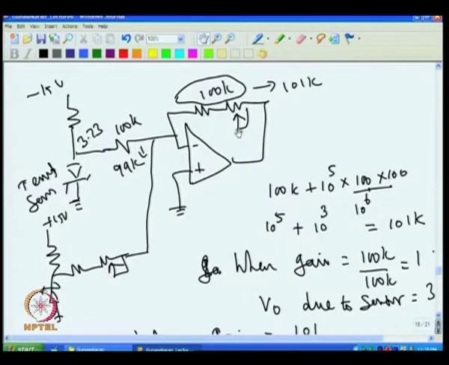For example, we discussed what happens when the resistance drifts. When the resistance drifts, you will get a temperature error. Then if the offset voltage drifts, you will get a temperature error. Similarly, if the Zener voltage drifts, then also you will get a temperature error.